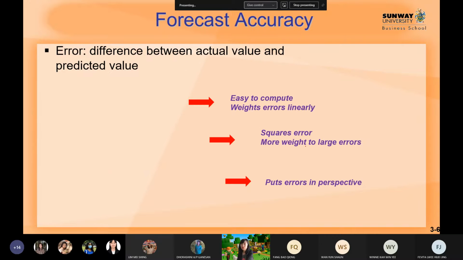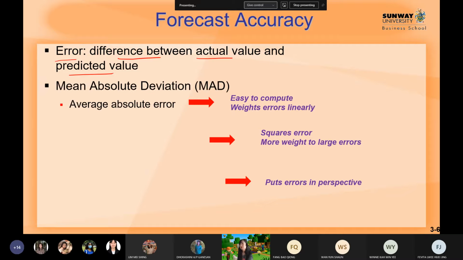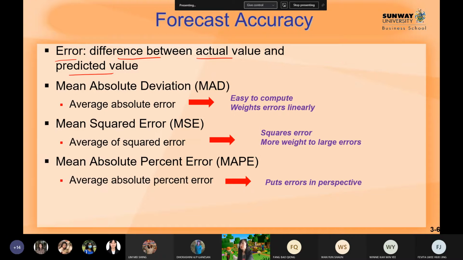So when you do the forecast using naive, seasonal, moving average, then you want to do the comparison between the forecast and the actual. Then you see the difference between the actual value and the predicted forecast. We want to see whether it is a big error, a big gap, or a small gap. That's why you have learned the theory in your lecture class. Mean absolute deviation, or MAD, is easy to compute.